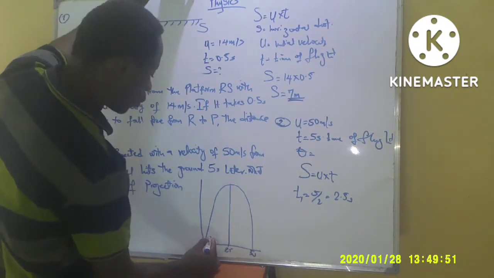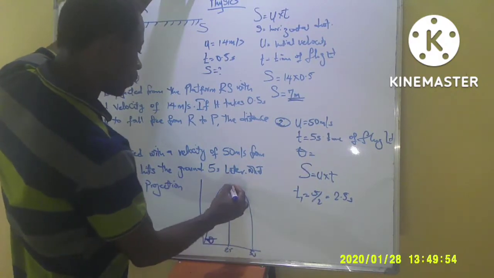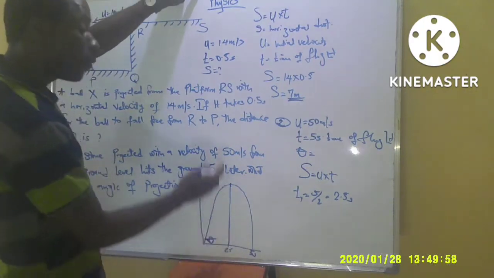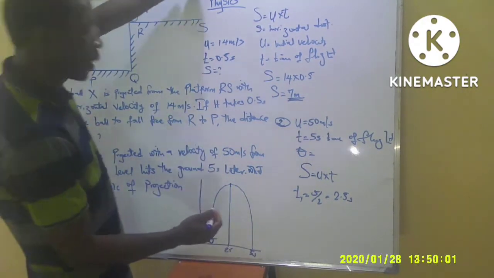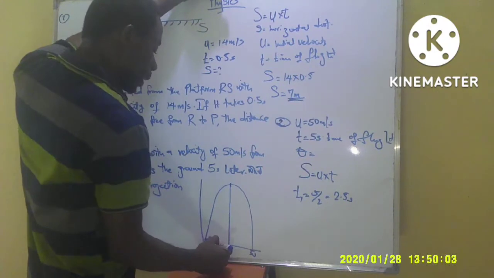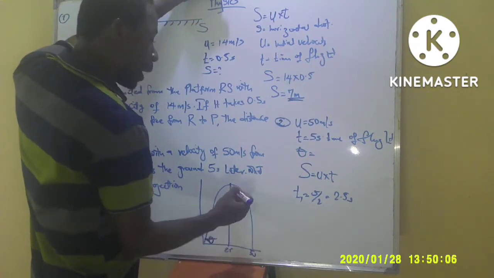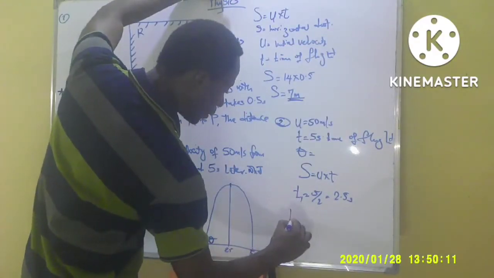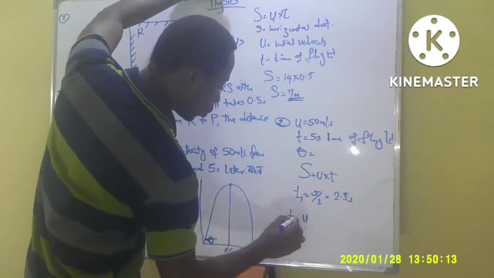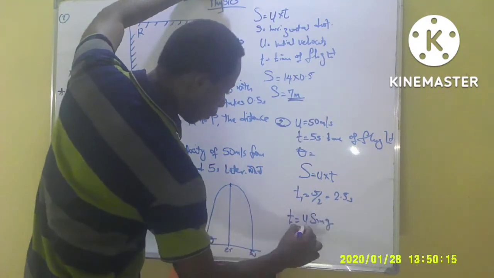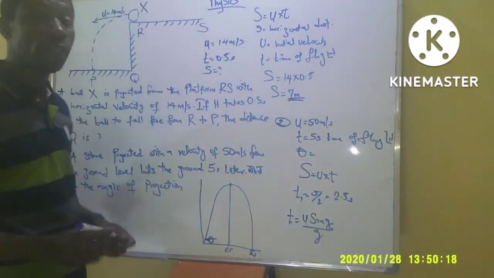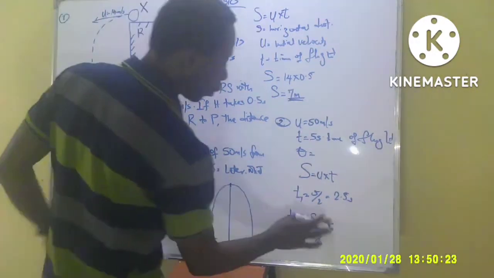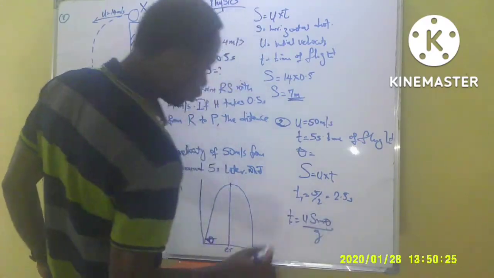So the time we are considering here is the time taken for the object to get to this maximum height, which is going to be T equal to u sine theta over g. Total time of flight could have been T equal to 2u sine theta over g.